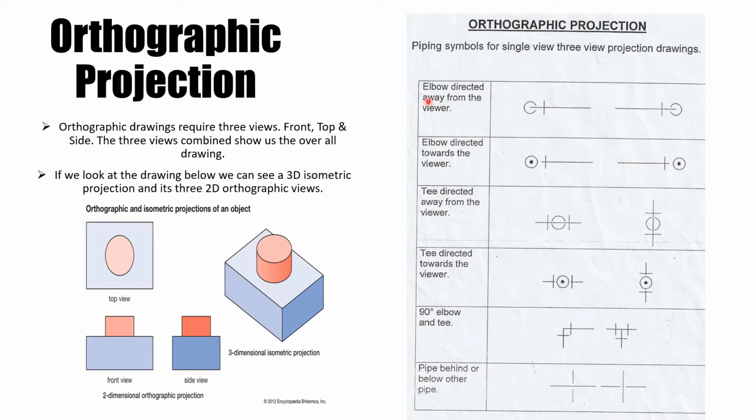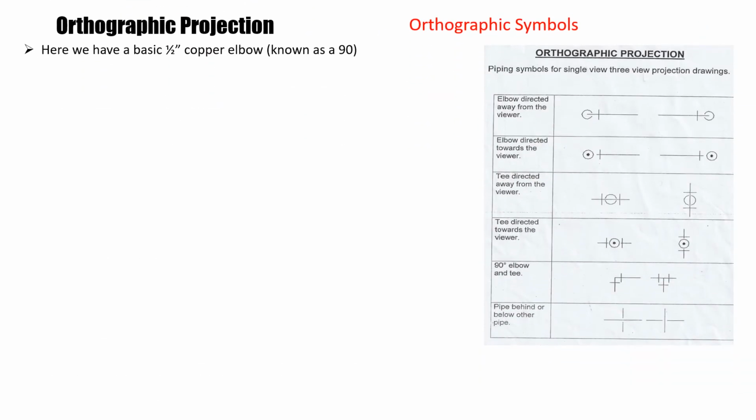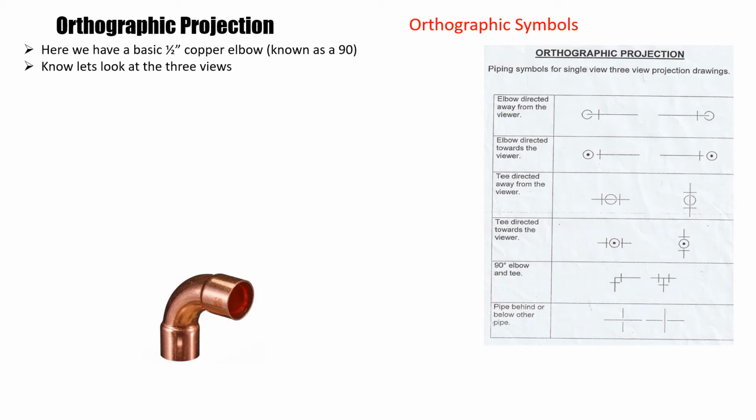As we look over here, we have elbows and T's and how they're drawn in the orthographic projection. So here we have a basic half-inch copper elbow. It's known as a 90, and I'll refer to this as an elbow or a 90 as we go. So if you hear me say elbow or 90, we're dealing with the same thing. Now let's take a look at the three views on this. Let's just say this is the front view. Here's our top view. And let's say this is our side view.